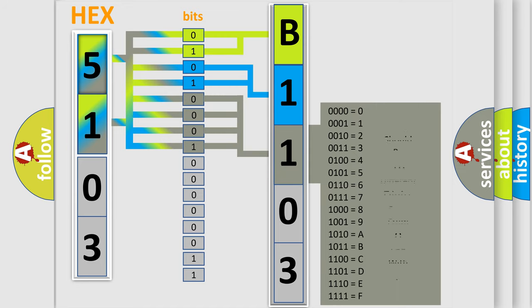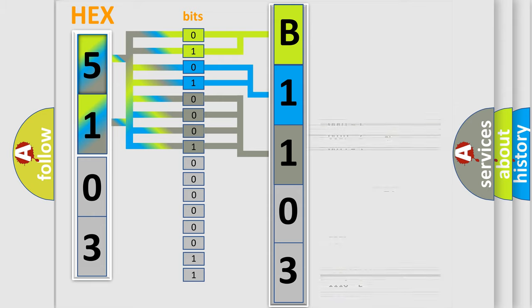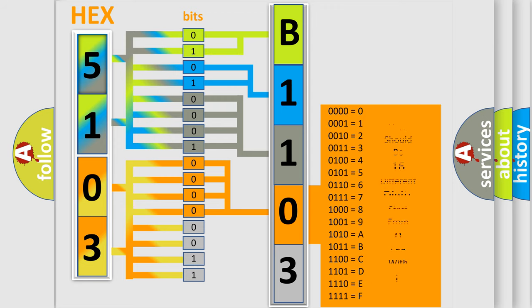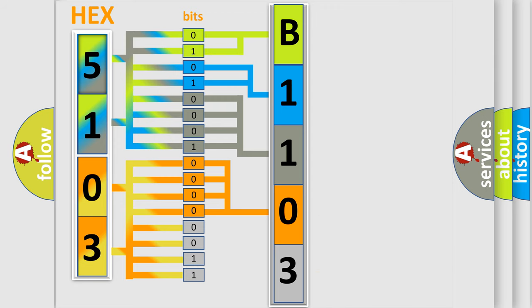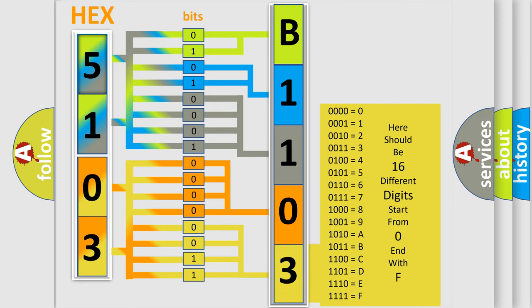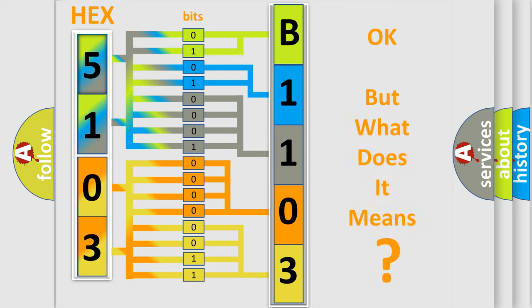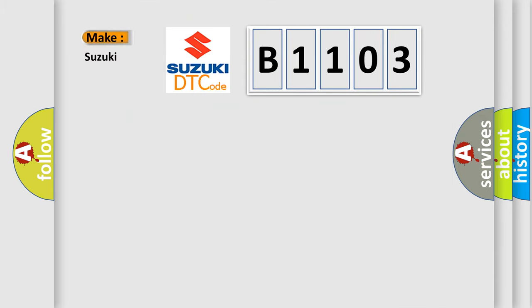The second byte is composed of a combination of 8 bits. The first 4 bits determine the fourth character of the code, and the combination of the last 4 bits defines the fifth character. A single byte conceals 256 possible combinations. We now know in what way the diagnostic tool translates the received information into a more comprehensible format. The number itself does not make sense to us if we cannot assign information to what it actually expresses. So, what does the diagnostic trouble code B1103 interpret specifically for Suzuki car manufacturers?